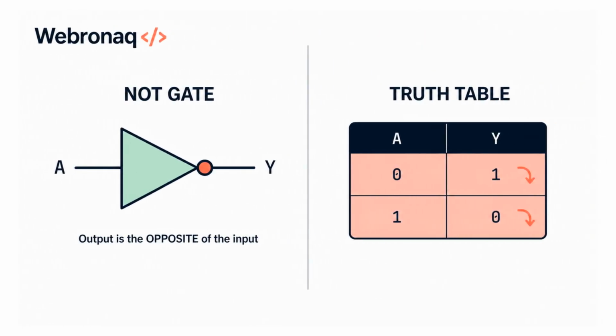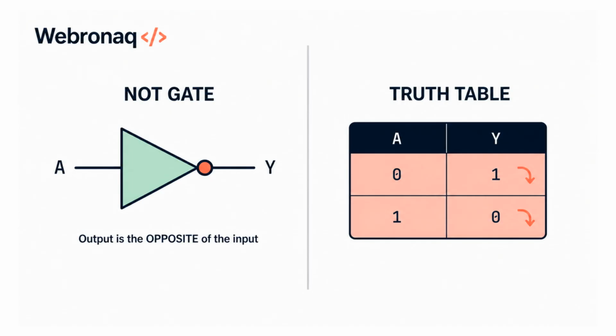And now the third one, the NOT gate. This one is the simplest of all. It takes just one input, and it flips it. If the input is 0, the output is 1. If the input is 1, the output is 0. That's it. It's basically a "no, do the opposite" button.